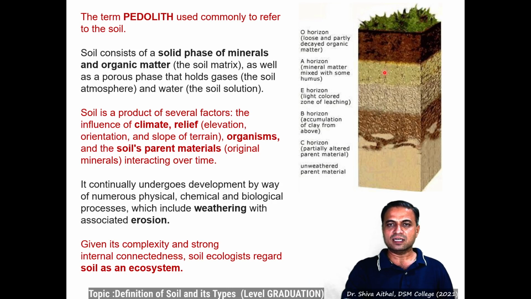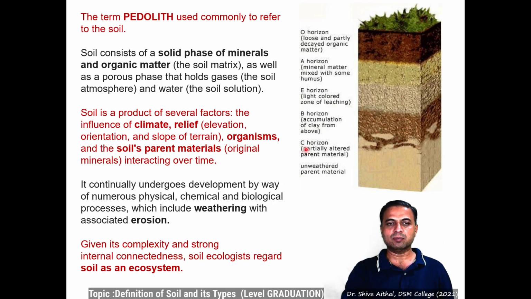Then the A horizon is mineral matter mixed with some humus. This is the second layer, mineral matter mixed with some humus. The E horizon is the light colored zone of leaching. Here the biophysico-chemical process of leaching takes place. Then comes the accumulation of clay from above, when whatever is leached comes and gets accumulated, and partially altered parent material.